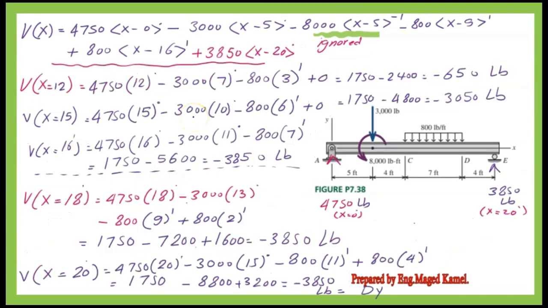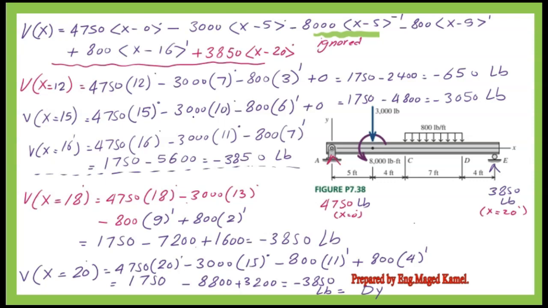We move to the next slide, and we want to get the values from x equal to 12 to x equal to 20. This is the expression again of V of x. For V of x equal to 12, we have 4,750 multiplied by 12 raised to the power of 0, minus 3,000 multiplied by 7 raised to the power of 0, minus 800 multiplied by 3 raised to the power of 1. This item will not be considered because we have x equal to 12. We will sum all these values. We get minus 650 pounds.